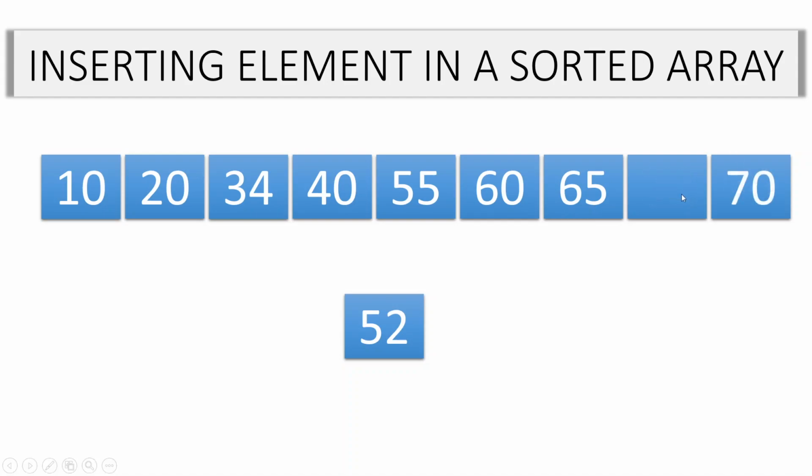So let us shift first. We are going to shift the 70, then 65, then 60 and then 55. Now there is an empty block over here, and 52 can take this particular position. This is how we achieve the goal. You can see that this particular list is still in sorted order. This is the program that we need to develop. So there are three tasks: first finding the position, second shifting these numbers, and third inserting the number at its appropriate position.